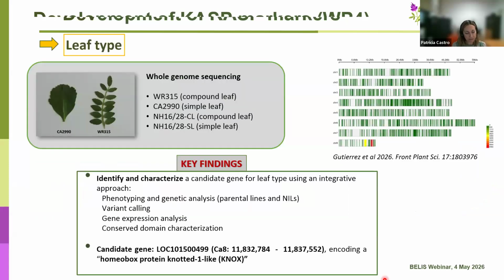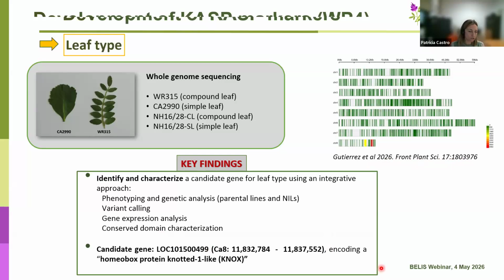How have we developed KASP markers for leaf type? In chickpea, there are two leaf types, simple and compound. And in our group, we have populations segregating for this trait, and we were interested in understanding its genetic control and identifying the genes underlying leaf type variation. The results of this work have been very recently published in the paper I mentioned here. And here also you can see a brief summary of the main findings.